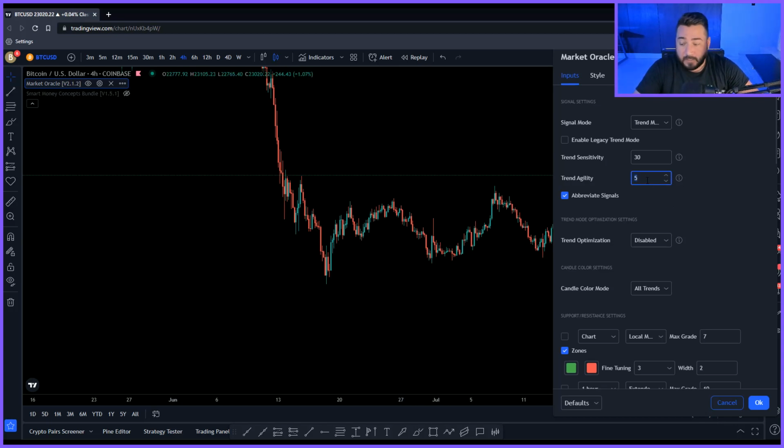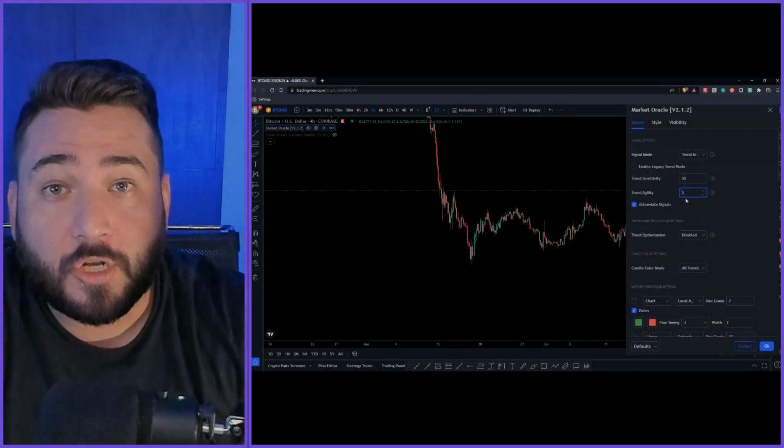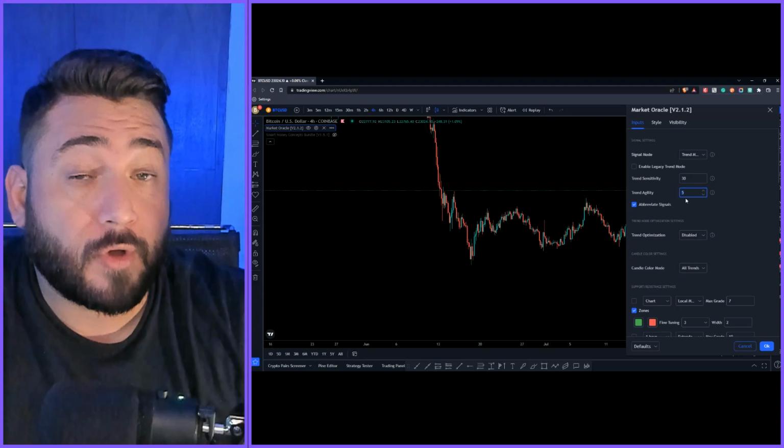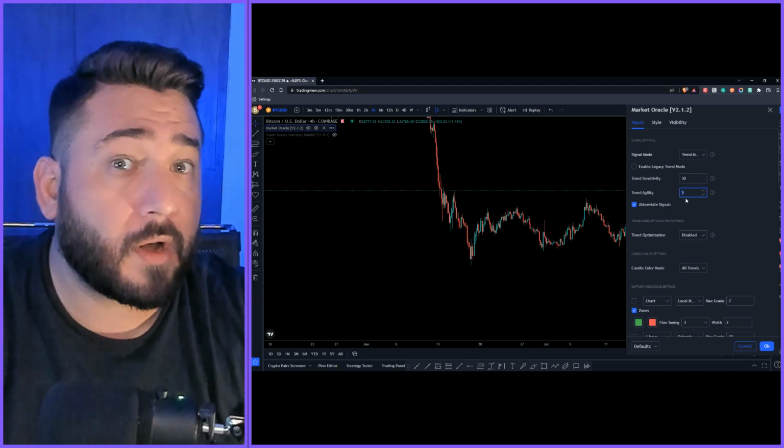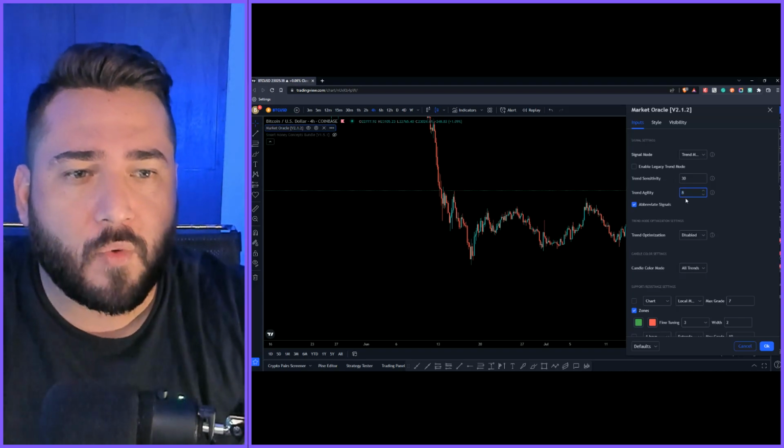Because 5 is such a low number that at this point it can no longer calculate an accurate trend. So basically we don't have enough information to be able to calculate a trend. So what is the lowest number that I can place in there? Usually it's somewhere around 8.